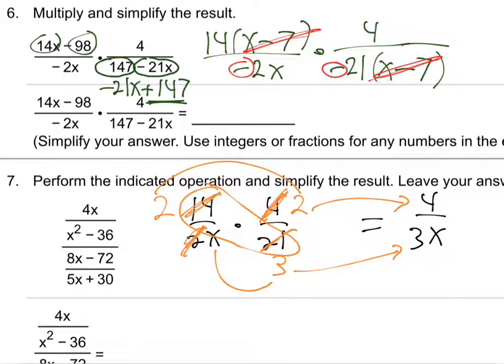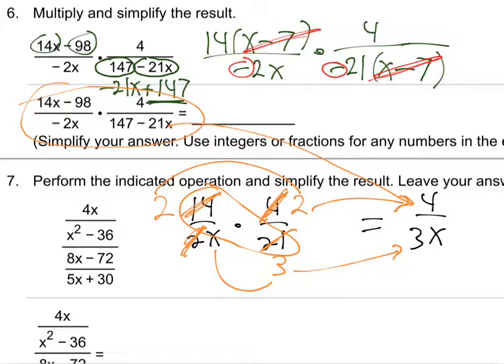Which means this big old ugly mess is the same as just 4 over 3x. It cleans up that much. It simplifies that much. So we're doing all this because in science things, sometimes you have big messy expressions like that and you need to clean it up. So 4 over 3x. Is that good? Does that make sense?